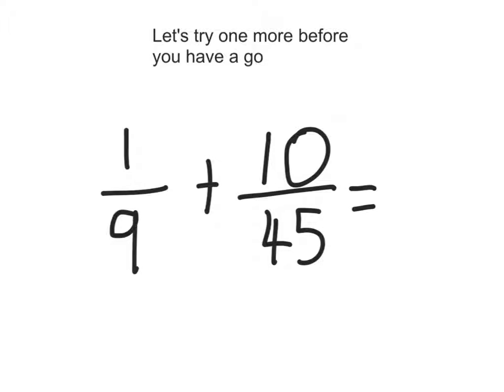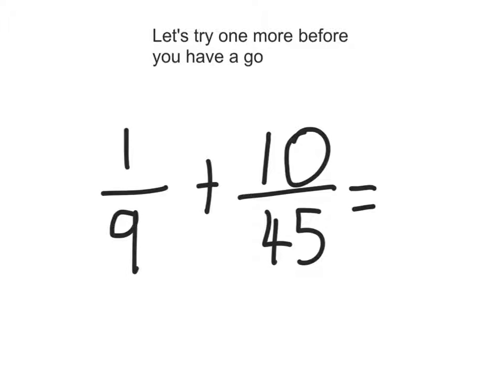Alright, this one's quite a little bit trickier, so let's have a look if we can do it. We have this number here, which is 1 over 9. And we have this number here, which is 10 over 45. Now, chances are we can leave the 45 the same and just change the 9 to try to get a common denominator. Let's hope that this 9 will end up being a factor of 45. Let's see how we go.